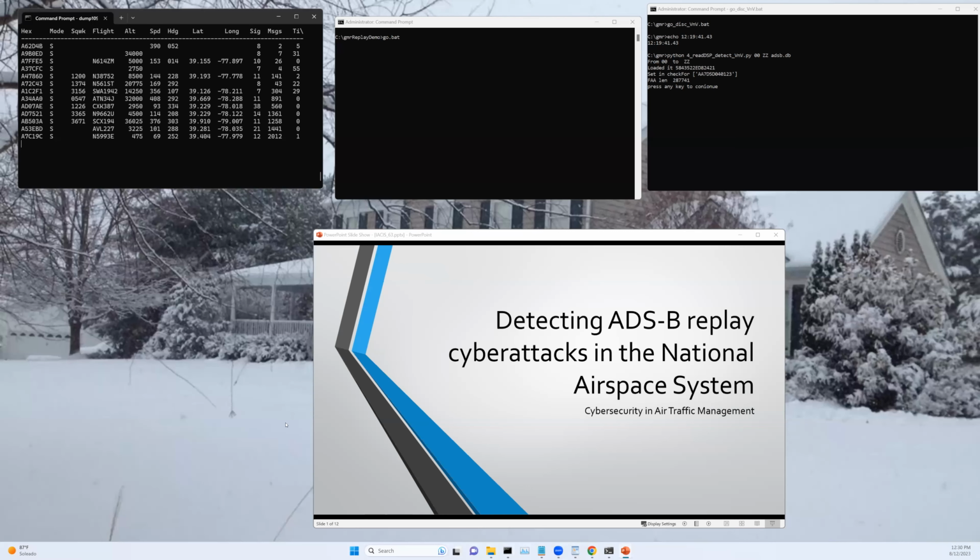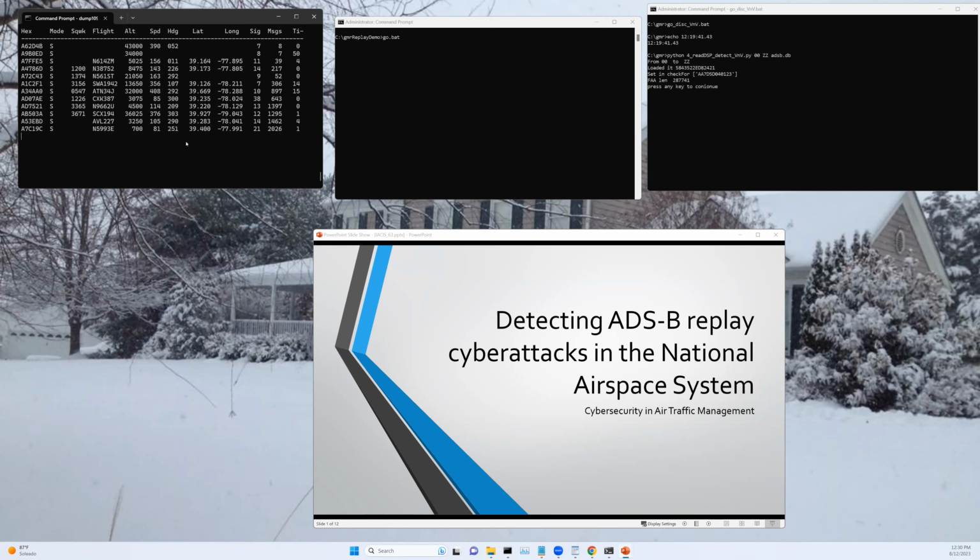This presentation is detecting ADS-B replay cyber attacks in the National Airspace System. And I'll be running an ongoing demonstration as we progress through. And it's in these three terminal windows.